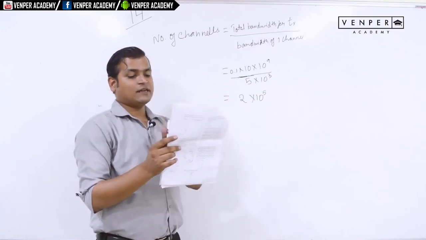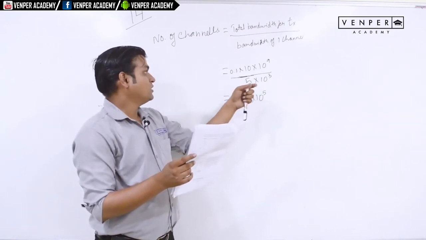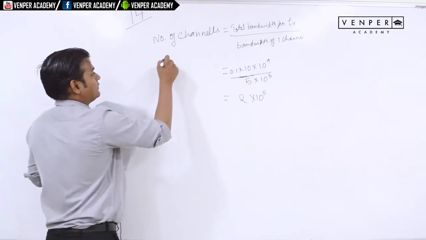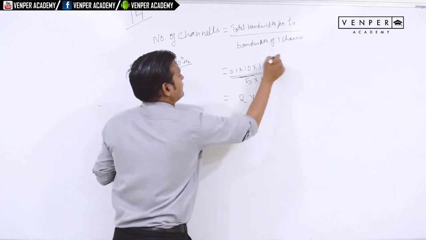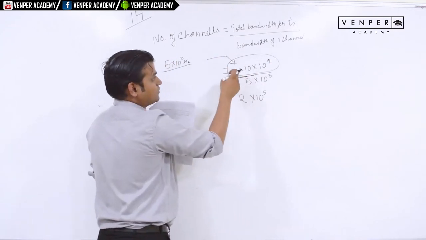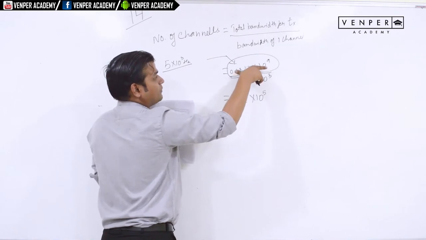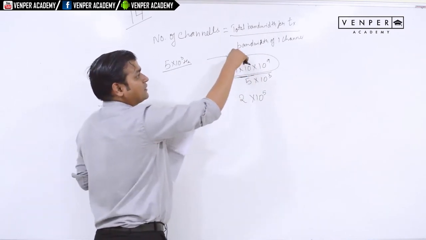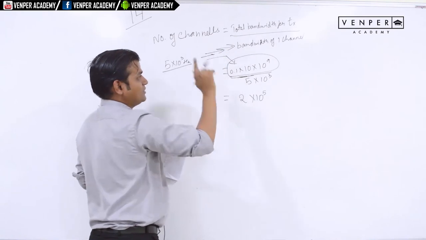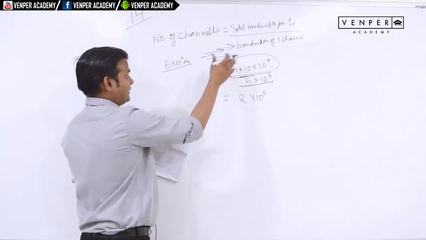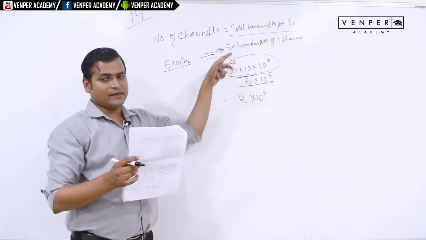Next, they are asking how many telephonic channels can be transmitted simultaneously if each channel requires a bandwidth of 5 kilohertz. So see here, each channel requires a bandwidth of 5 into 10 raised to power 3 hertz, means 5 kilohertz, and the total bandwidth available for transmission is 10%, means 0.1 into 10 gigahertz. This is the total bandwidth of that transmission line. Next, the bandwidth of one channel is what you require to transmit one channel. So just divide these two, you will get the number of channels which you can transmit in that given bandwidth.